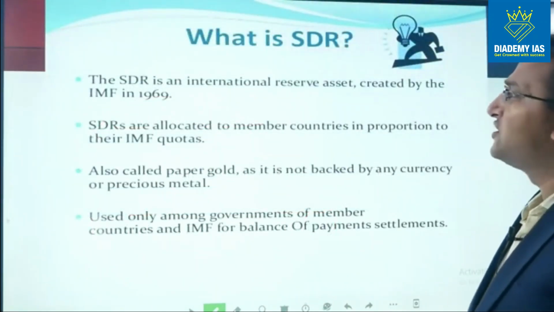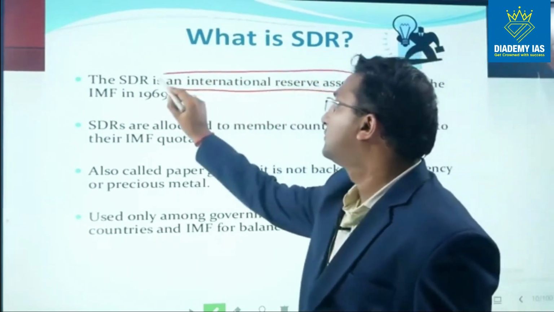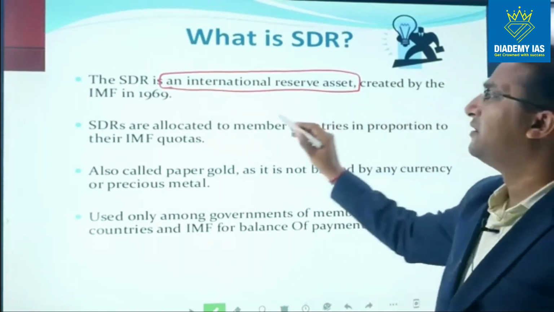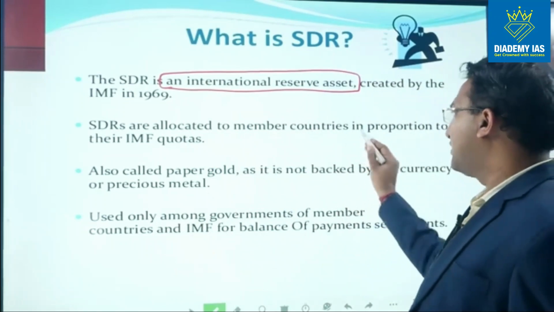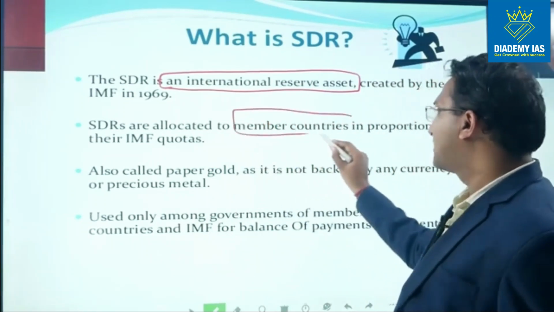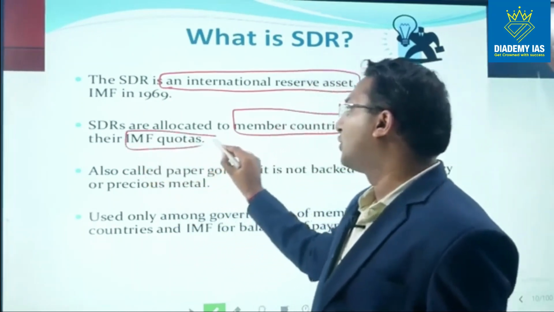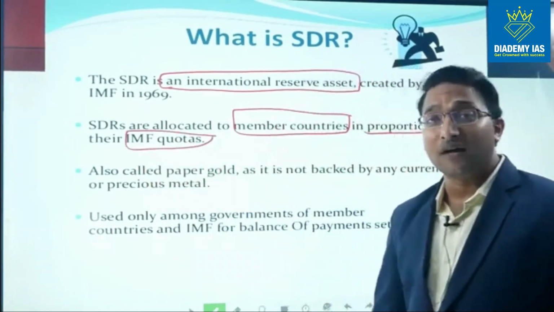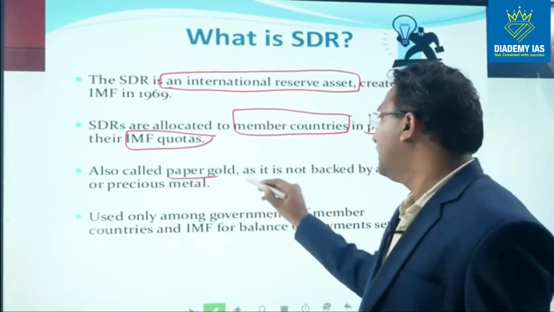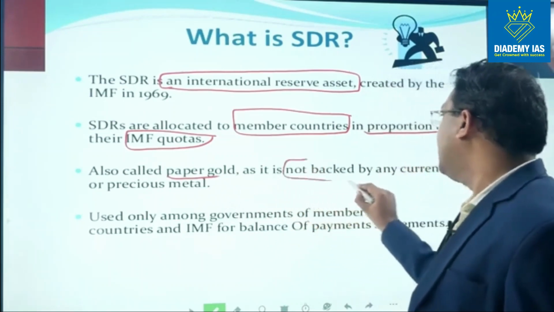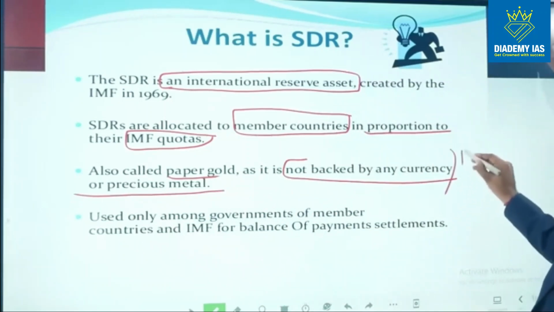So now you can see SDR is an international reserve asset created by the IMF in 1969. SDRs are allocated to the member countries. Please be careful, member countries in proportion to their IMF quota, or membership quota. It is also called paper gold, as it is not backed by any currency or precious metal. So there is no claim against this currency.